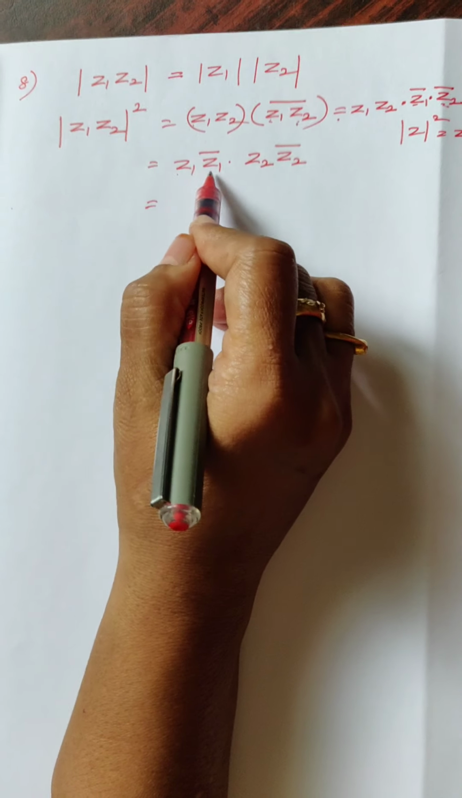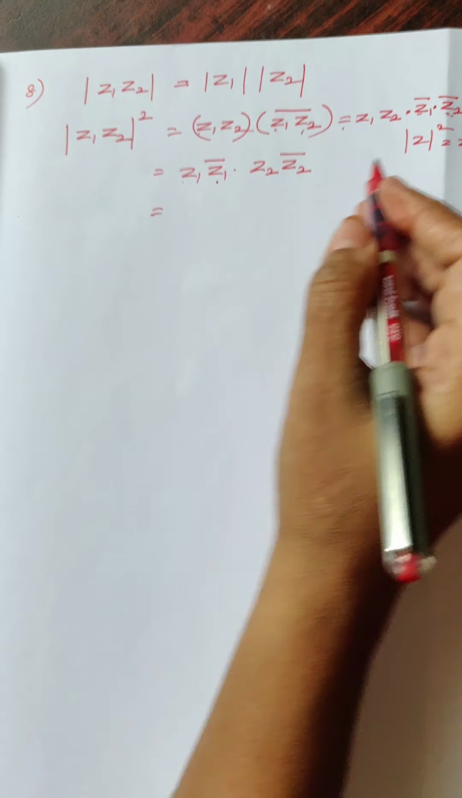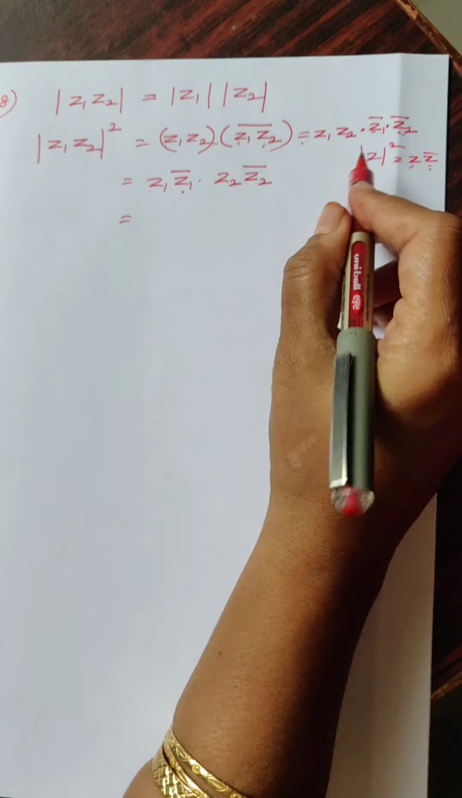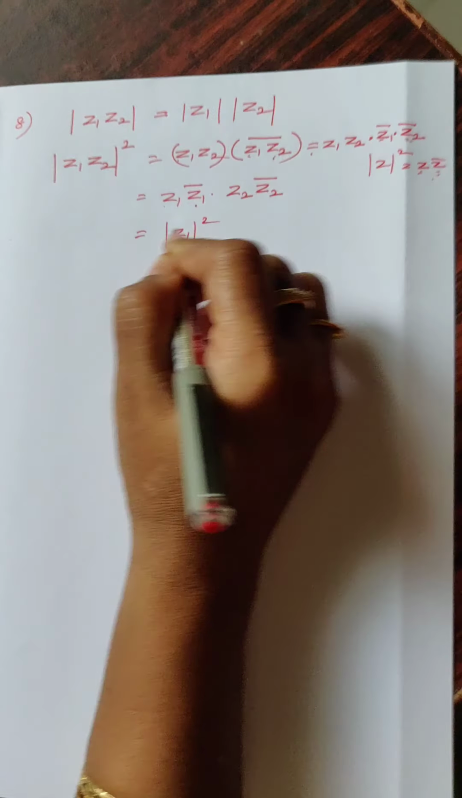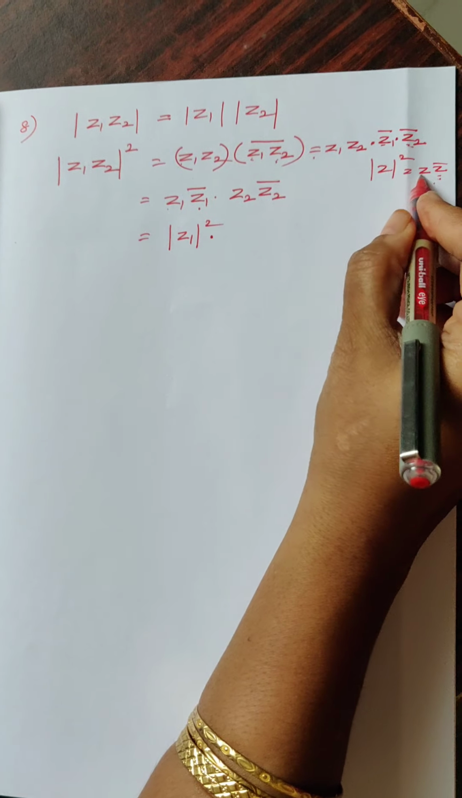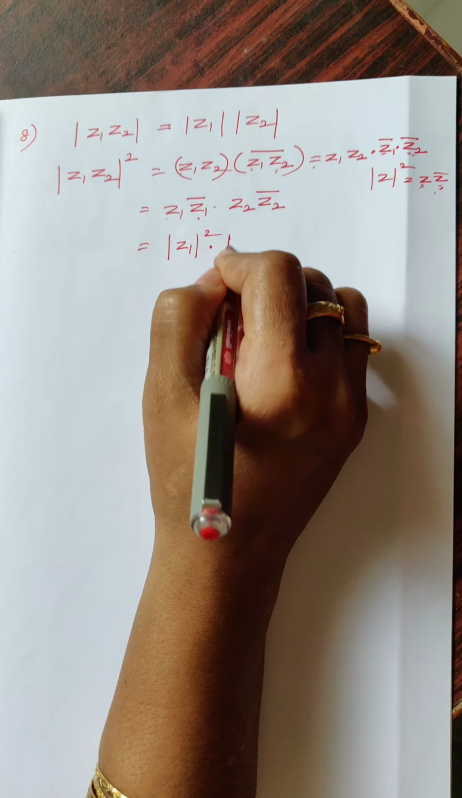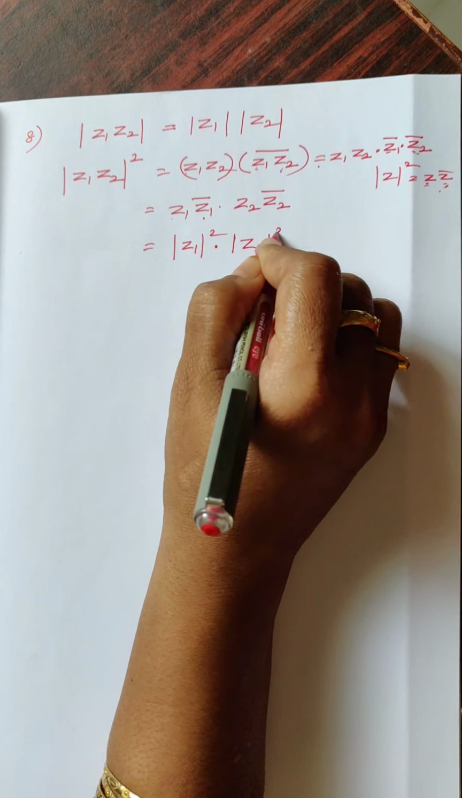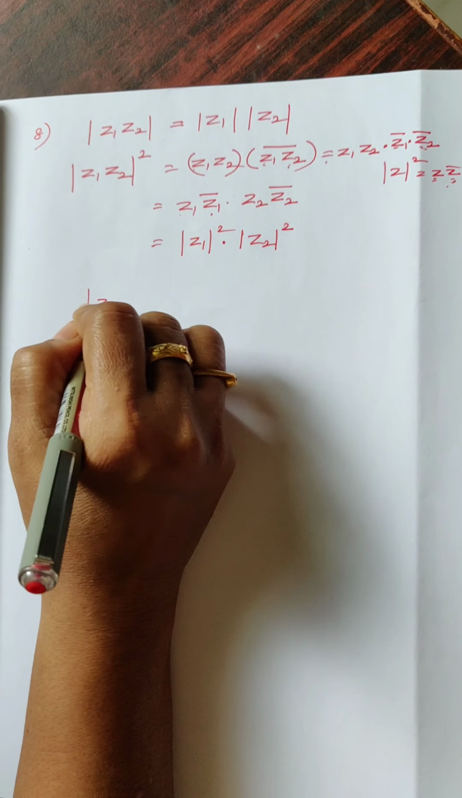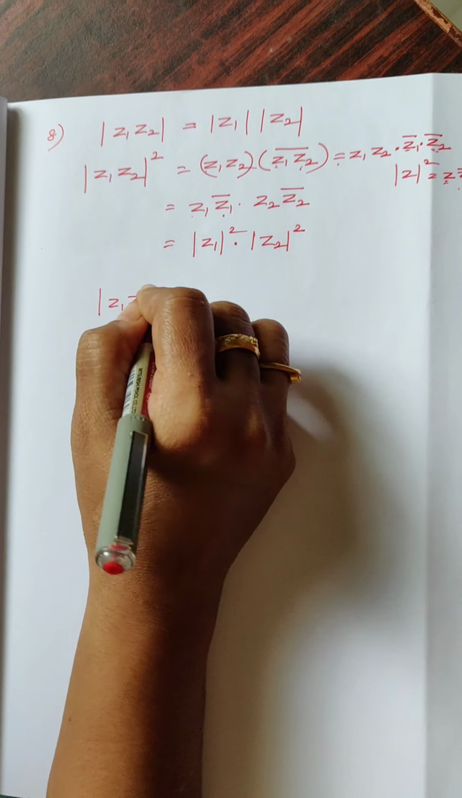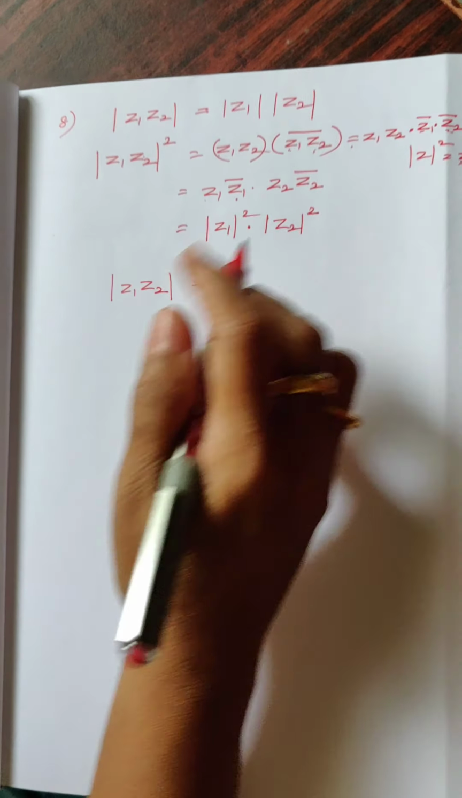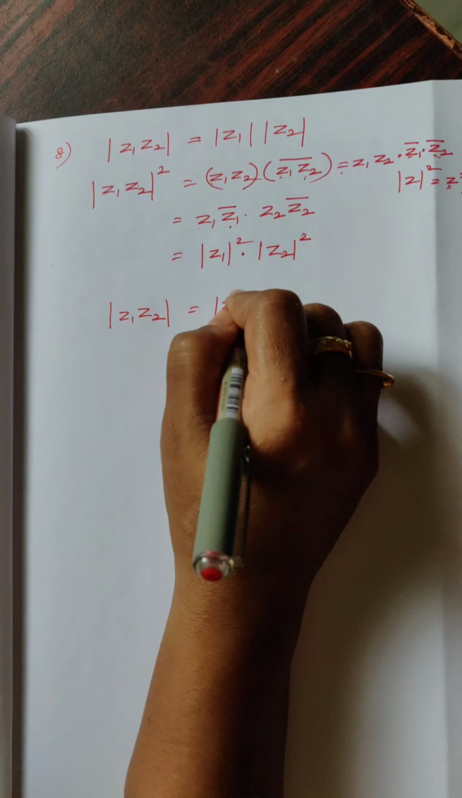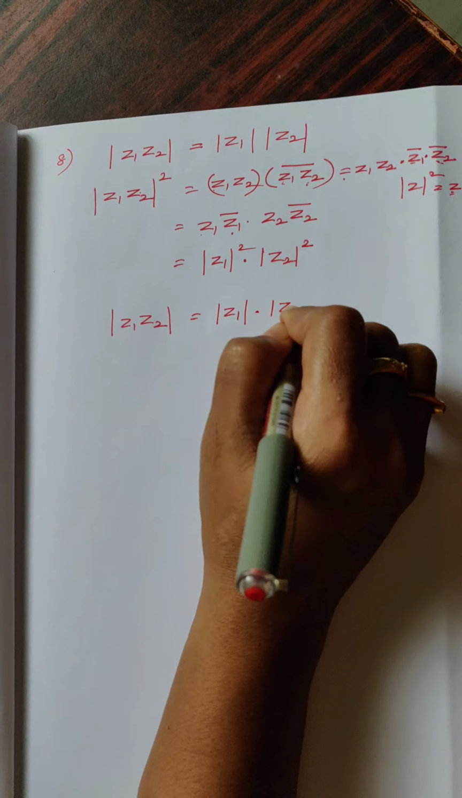Okay. z1 z1 bar, already I explained, equal to modulus of z1 square, into z2 z2 bar equal to modulus of z2 square. So modulus of z1 z2, here also square, here also square, equal to modulus of z1 into modulus of z2.